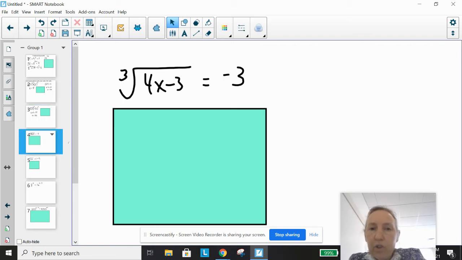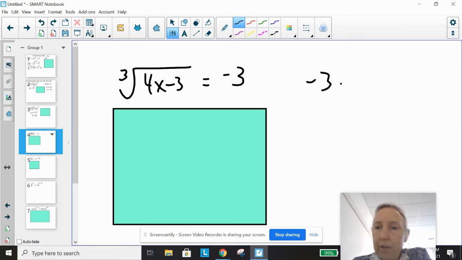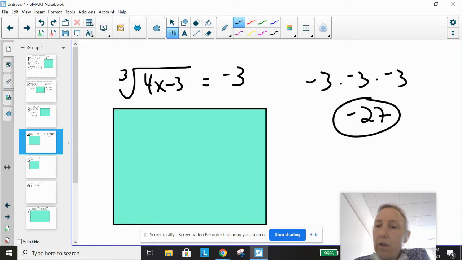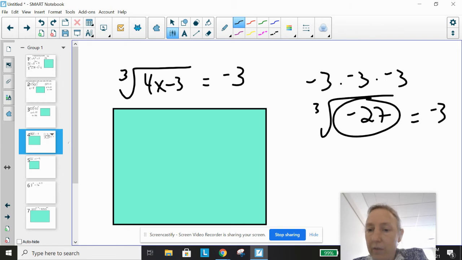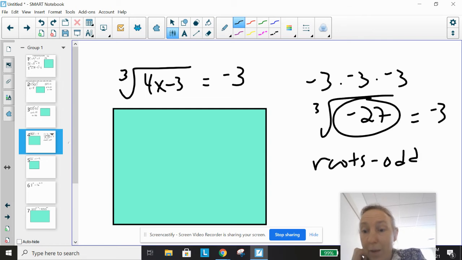All right, pause your video and try this one. Hopefully you didn't say no real solution because you saw this negative 3, which is a little tricky because we keep telling you can't take the square root of something negative. But what is negative 3 times negative 3 times negative 3? It's negative 27. So I can take the cube root of negative 27 because the answer to that is negative 3. So if the roots are odd, you can root them if they're negative.